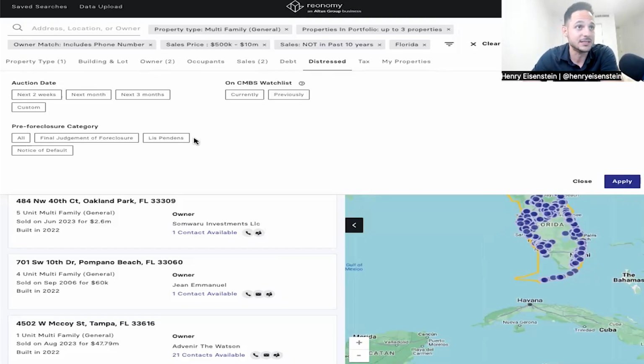Pre-foreclosure, which basically just means they missed a payment, at least one payment. They missed a payment. Now, again, you can look at final judgment of foreclosure, lis pendens, notice of default.